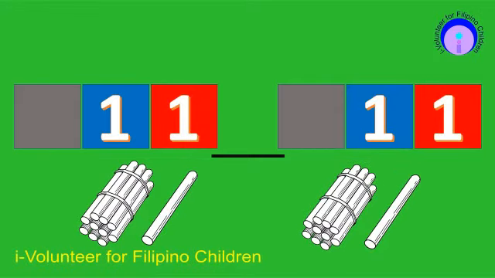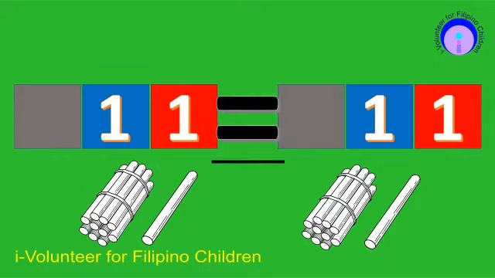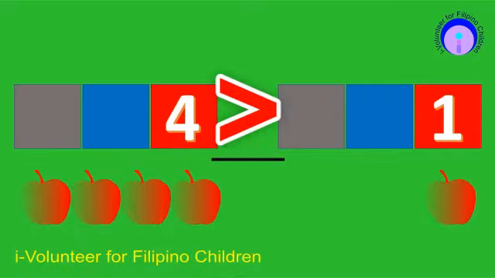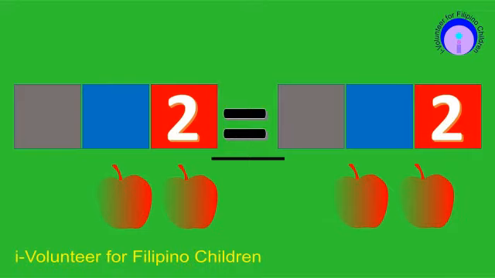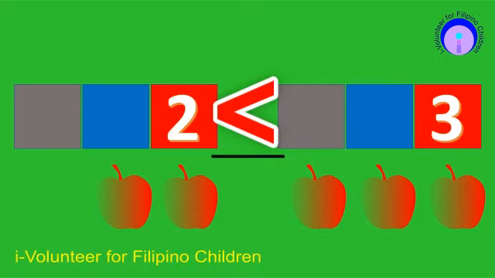How about this one? The one on the left is the same as the one on the right. Which symbol are we going to use? This is read as 11 is equal to 11, or 11 equals 11. 4 is greater than 1. 2 is equal to 2. 2 is less than 3.